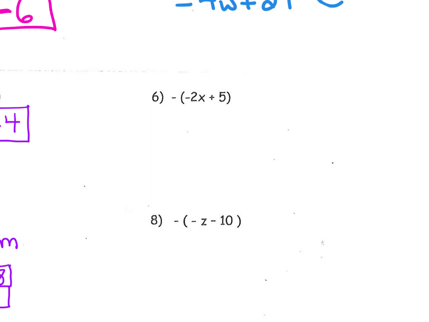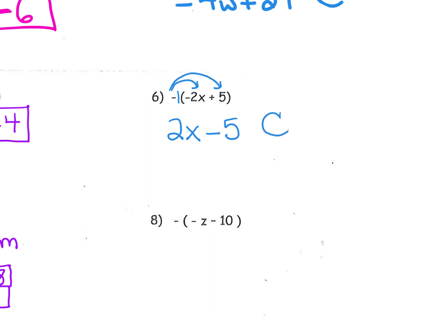For number 6, you should have placed a 1 behind the negative symbol and used your arrows to indicate distributing. You should have gotten positive 2x minus 5. Give yourself a C if that's correct.